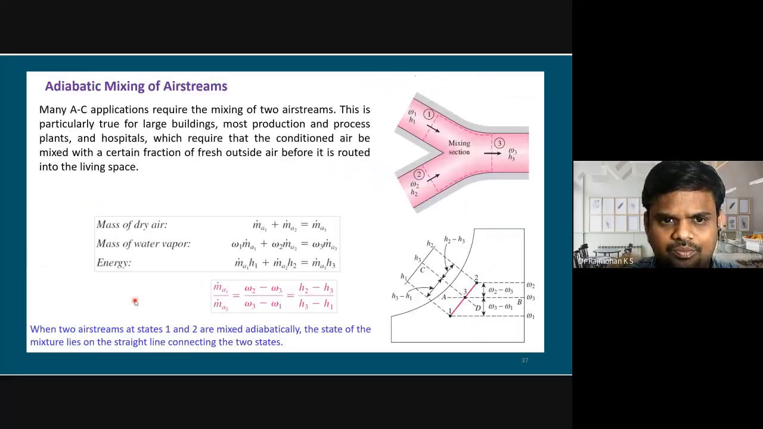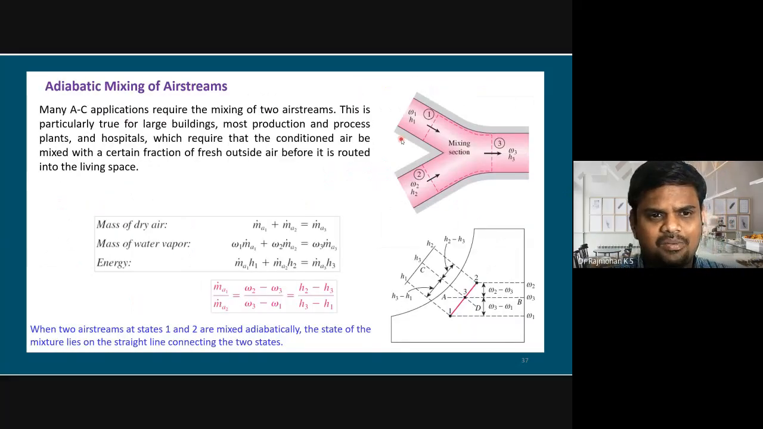And there is mixing of air streams, like adiabatic mixing. When two air streams at state 1 and 2 are brought in, it's like fluid mechanics. You are seeing the mixing of two water flows, right? There is a change in cross section, and the volumetric flow rate is the summation of the volumetric flow rate in section 1 and the volumetric flow rate in section 2. So we have seen such conditions, right?